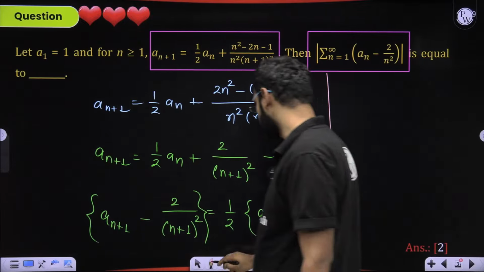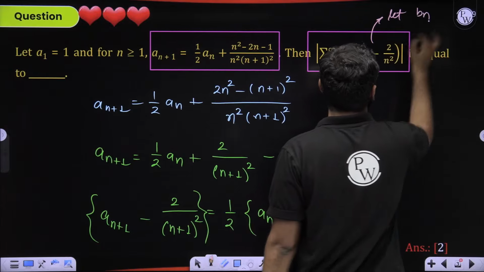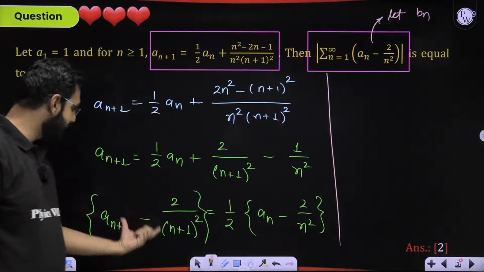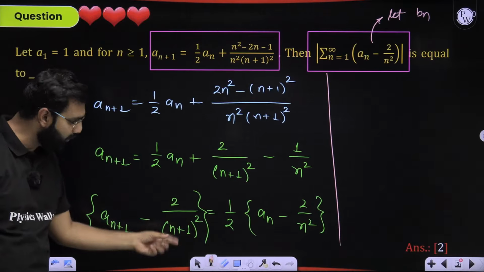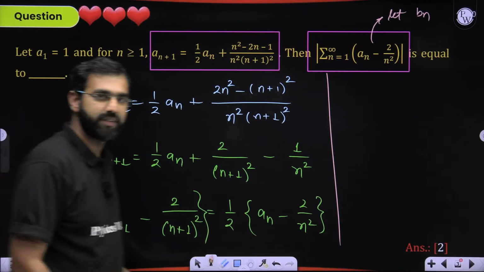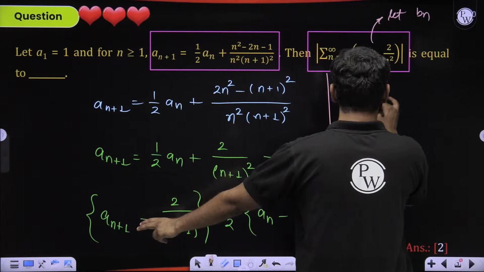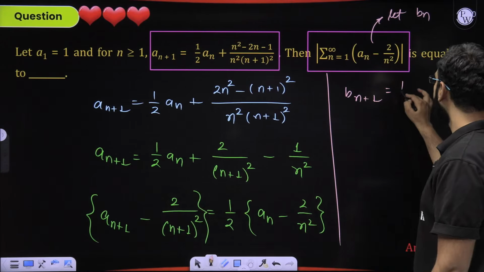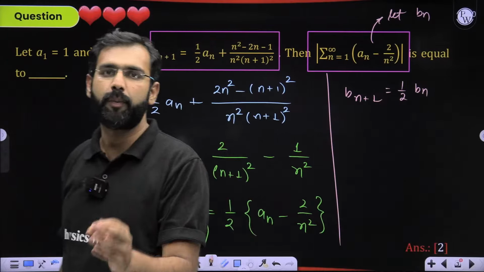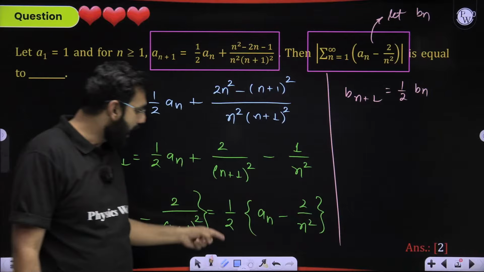Now pay attention to this part. If I for a while assume this an minus 2 by n square is bn, then I hope you are seeing that this is nothing but what? a(n+1) minus 2 by (n+1) whole square. That is what? b(n+1). Are you not noticing it? So here I'll say if I am treating this as b(n+1), b(n+1) will be half of bn. Give me a quick update on this. How many of you understood this particular part, or shall I repeat this? All I'm saying is this will be b(n+1), half of bn.